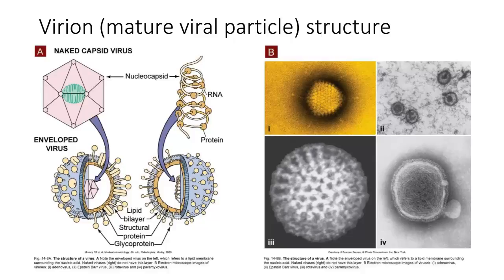Number 2 is the Epstein-Barr virus, which is the cause of glandular fever. Number 3 is rotavirus, and number 4 is a paramyxovirus. And so when we draw those diagrammatically, we get the diagram that we see on the left.